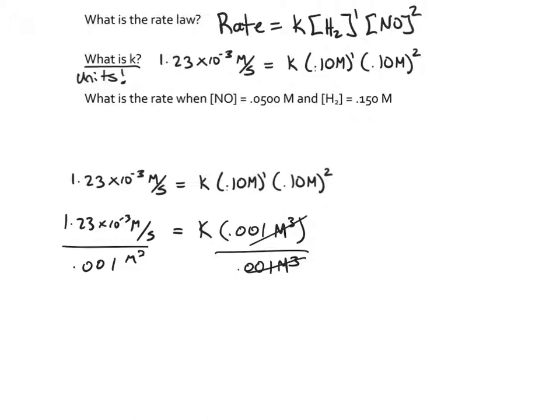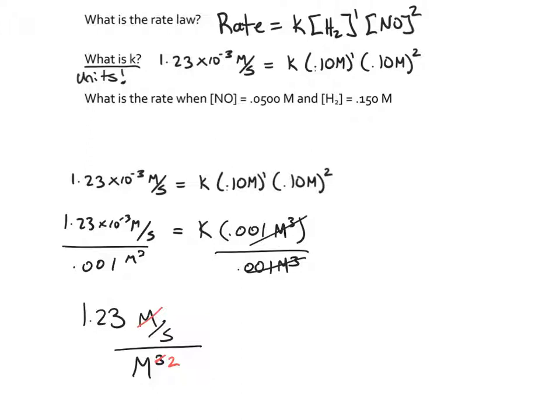So I do the math. I take 1.23 times 10 to the negative third, and I divide by 0.001, and I get an answer of 1.23. But the question comes up is, what do I do with these units? Well, I have molarity per second per molarity cubed. Now, if you look real closely, molarity on top will cancel out one of the molarities in the denominator, but it still leaves me with a molarity squared in the denominator.